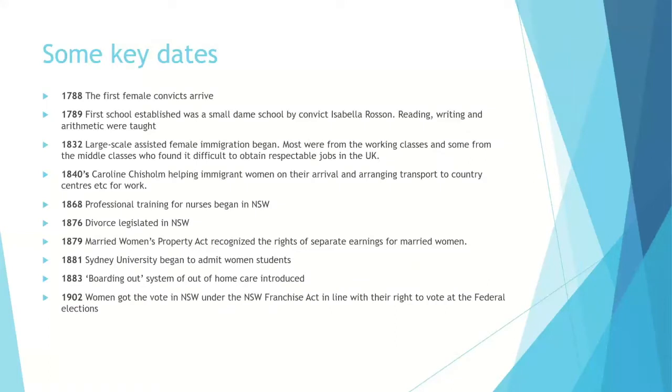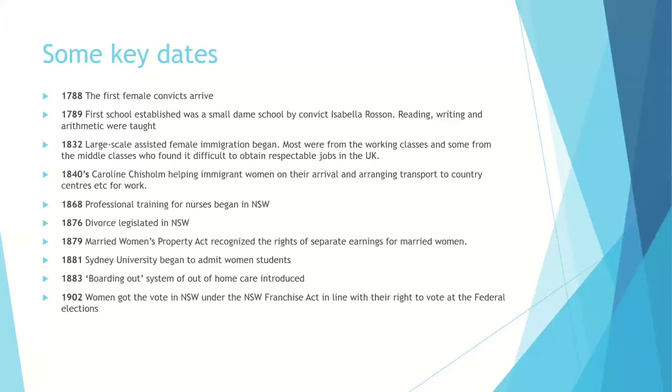So some key dates for researching women in the archives, just to be aware of. 1788, of course, the first fleet arrived in New South Wales, and this is when the British sent their first load of convicts out to New South Wales, and that included females as well. In 1789, they established the first school in New South Wales, and then that was a small dame school, so a girls' school established by a convict, Isabella Rossin, and they taught reading, writing and arithmetic.